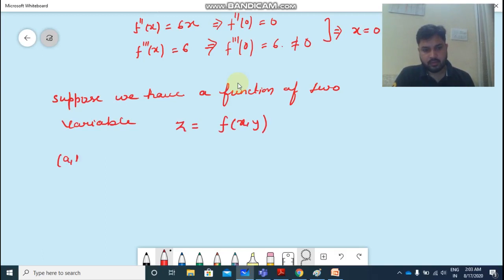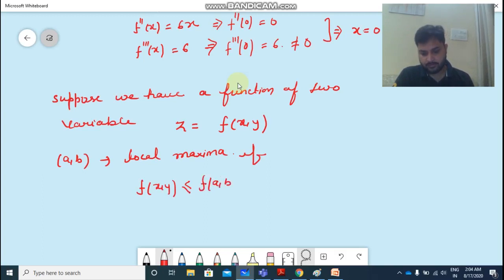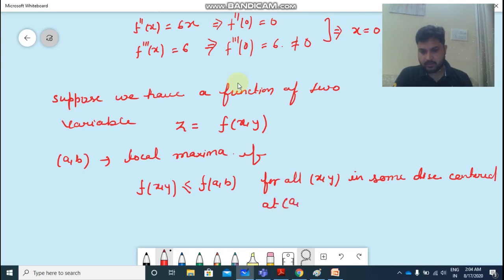A point (a,b) is called a local maxima if f(x,y) is less than or equal to f(a,b) for all (x,y) in some disk centered at the point (a,b).